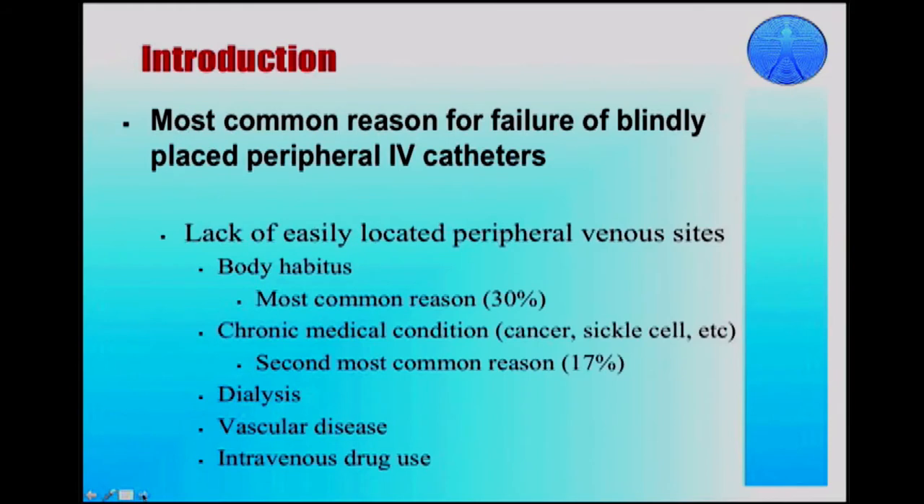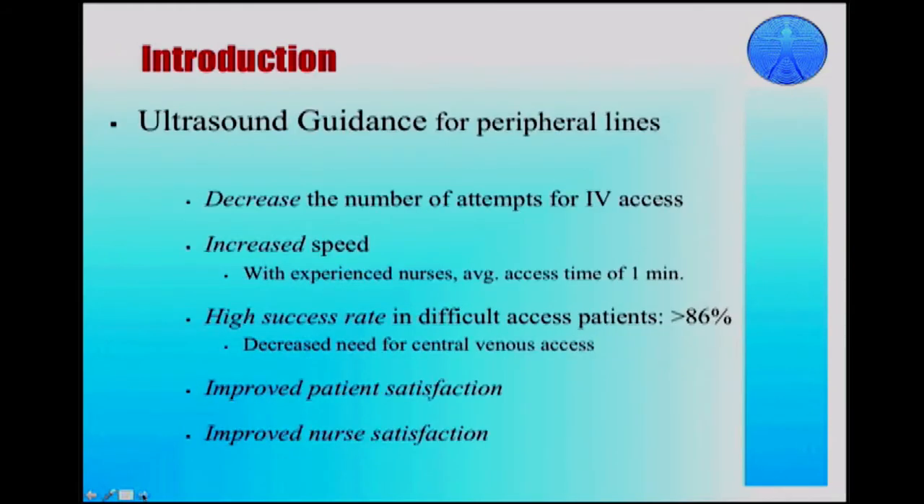So we found that if you add ultrasound guidance for vascular access, you decrease the number of attempts for IV access. You have increased speed, and you would think that if you had to set up and use another tool that it may take you longer, but really, with experienced nurses, after you've been doing this for a while, the average access time is less than a minute, actually much less than a minute. We'll see that at the end of the lecture today.